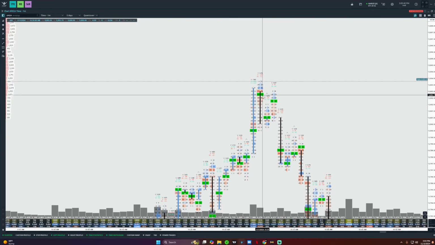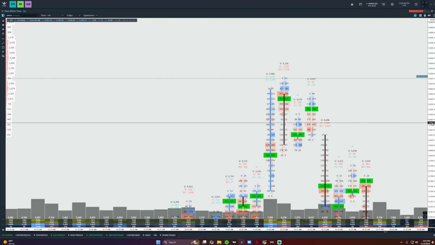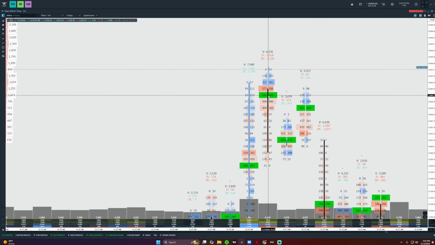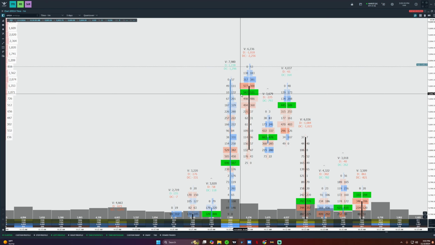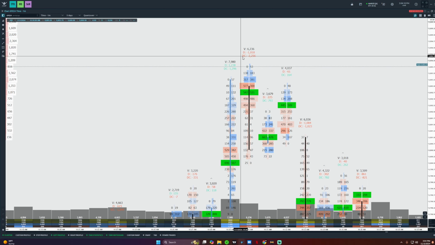So on the right side you have the buyers, and on the left side you have the sellers of the candle. Then you have the volume. And then you have the point of control, which is the volume point of control, which is where the most volume is traded in the candle. That's the green thing. So buy side's on the right, sell side's on the left. You have the volume, you have the delta, which is the aggressive buyers against the aggressive sellers, and you have the delta change from the previous candle.